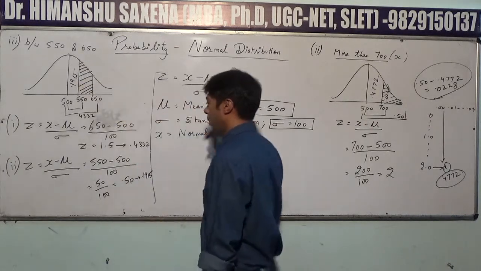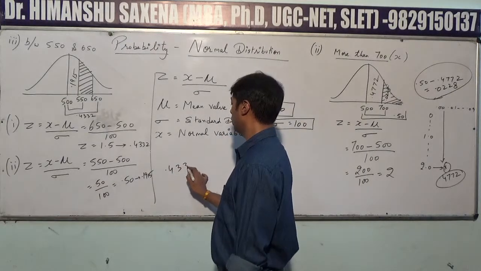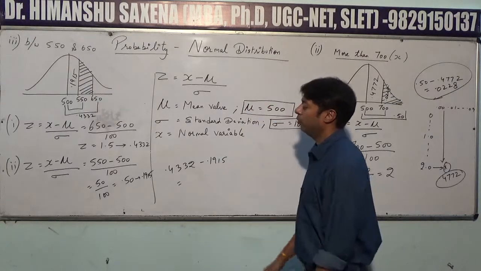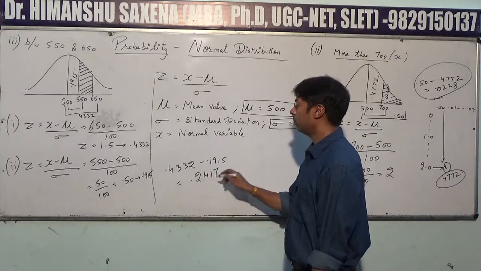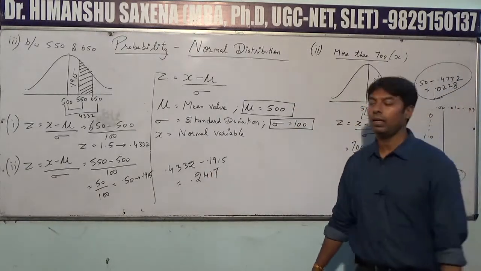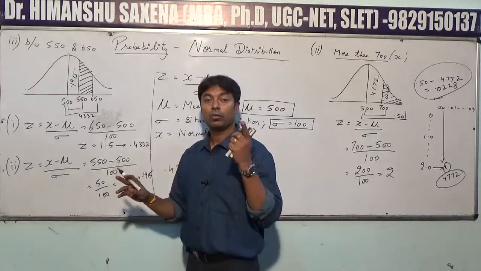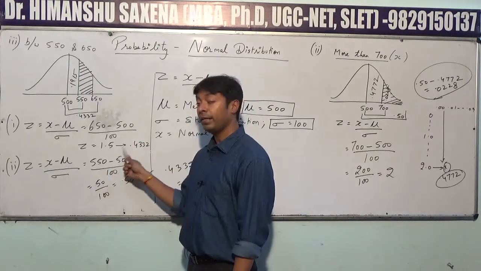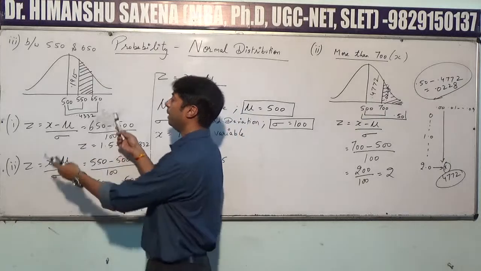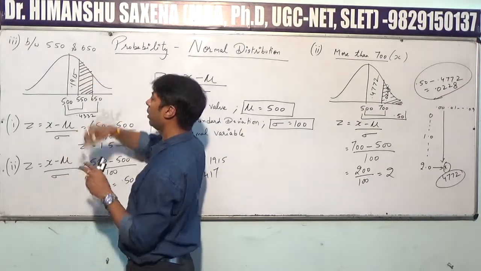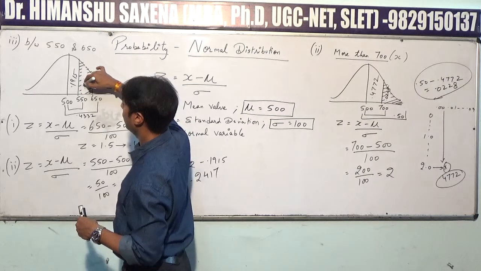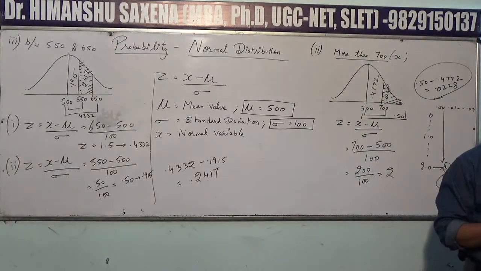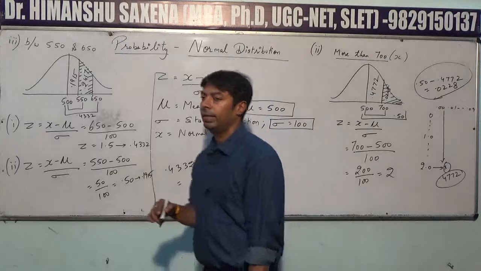0.1915. Now you subtract 0.4332 minus 0.1915. That will give you the final answer, that is 0.2417. That will be the final answer of this particular problem. So remember, initially we had to solve for 650 and 500, then between 550 and 500. So from the bigger area, you will have to subtract this smaller area to get the value of the next area, that is 0.2417. Is it clear? Next, take down the fourth part.